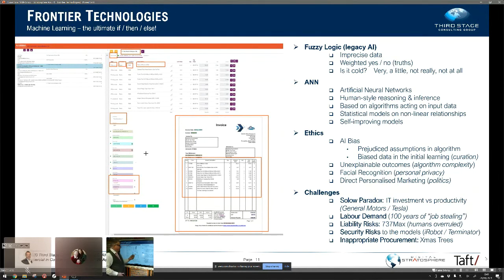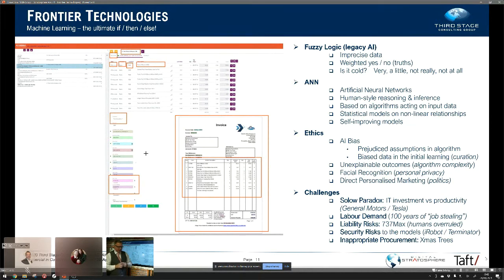And I guess the same is true of other jurisdictions. And the first area of concern is around what they call AI bias. And the bias can come from two places. Firstly, the intelligence is prejudiced in some way because of a prejudice in the algorithm. But actually more common is a prejudice in the data curation process, when the algorithm is initially learning.